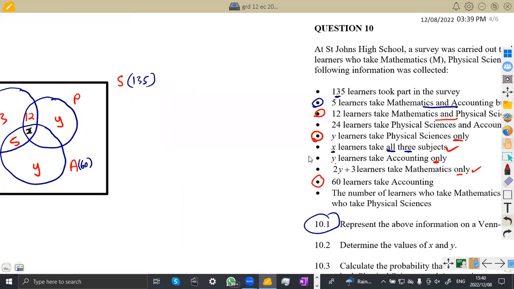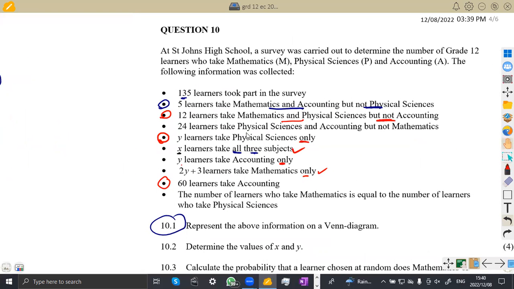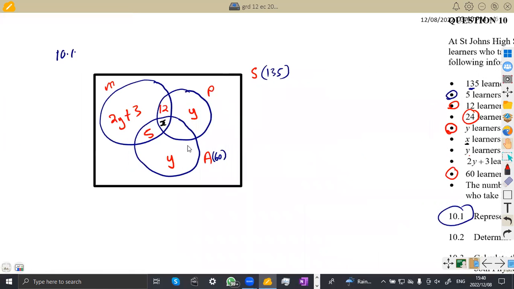All right, then the other one, 24 learners take physical sciences and accounting, but not mathematics, which means maths is not included. We just need where there is physical sciences and accounting, and that is a 24. Okay, physical sciences and accounting at this point, that is a 24.